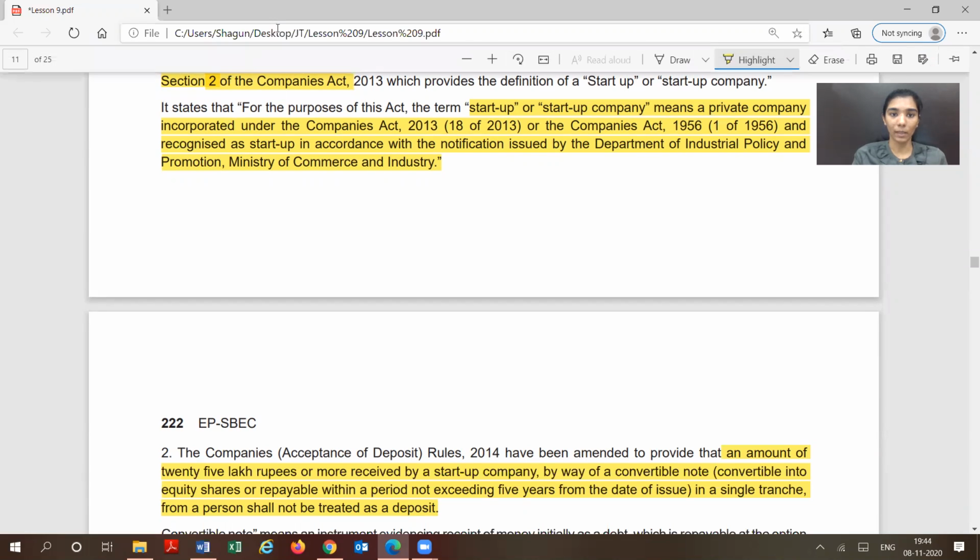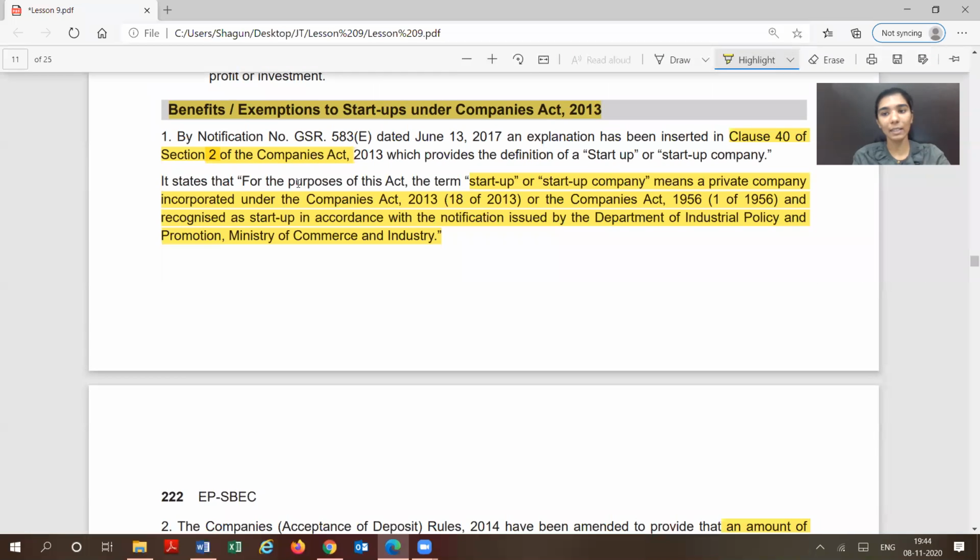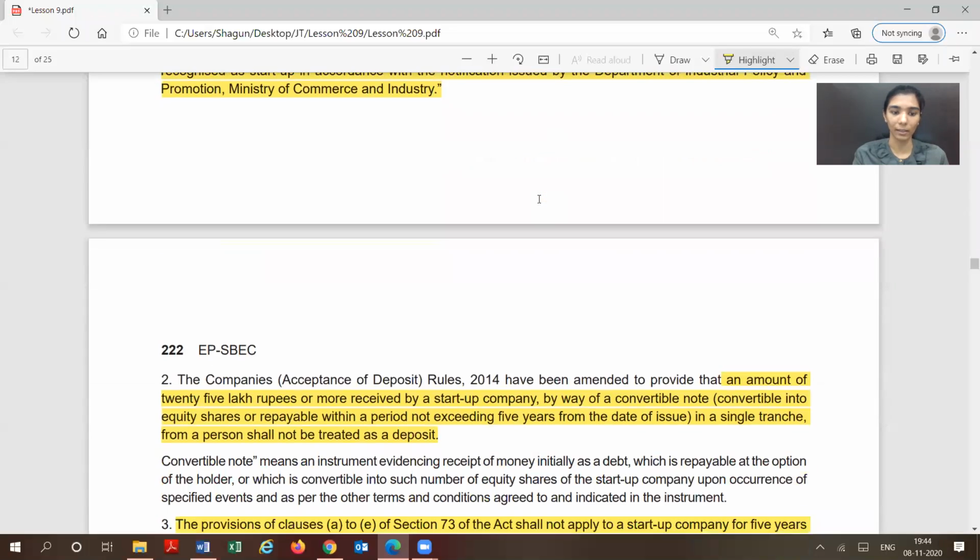means a private company. Now, for the purpose of Companies Act, it is a private company which is incorporated under the Companies Act 2013 and recognized as a startup in accordance with the notification issued by the Department of Industrial Policy and Promotion, Ministry of Commerce and Industry. So first, it should be recognized as a startup by this department, and secondly, it should be a company under the Companies Act 13.